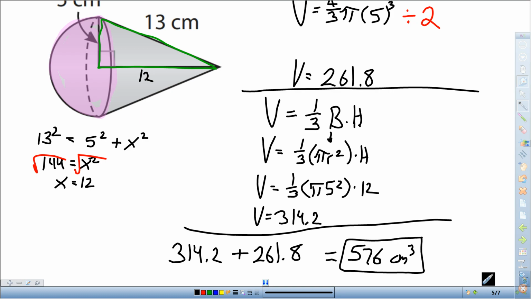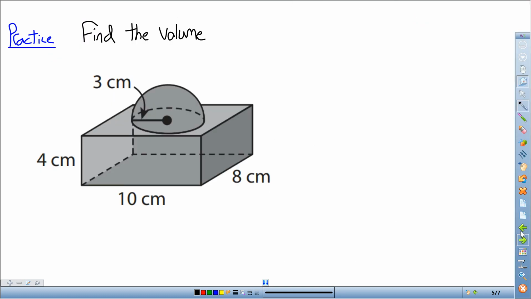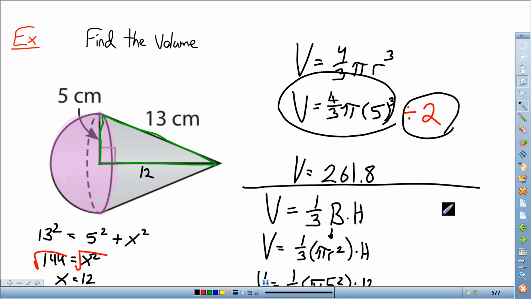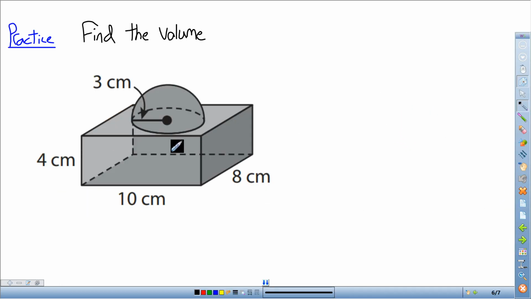Some of this has some review, so I'm going to have you try one of these. Find the volume of this compound figure right here. On the bottom we have a prism, and up on the top we have this little dome, which would be a hemisphere. You're going to do the same thing we did on the last problem: find the volume of the sphere and then divide it by 2 to get the volume of just the hemisphere. Start with that, then find the volume of the prism, add them together, and see what you get.